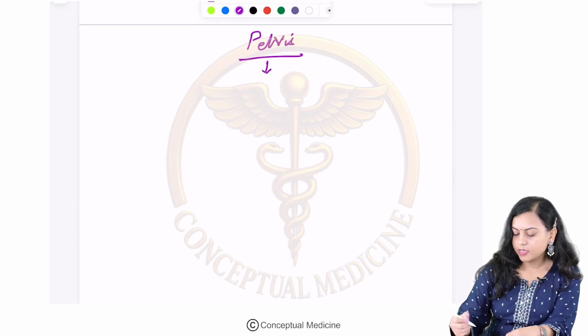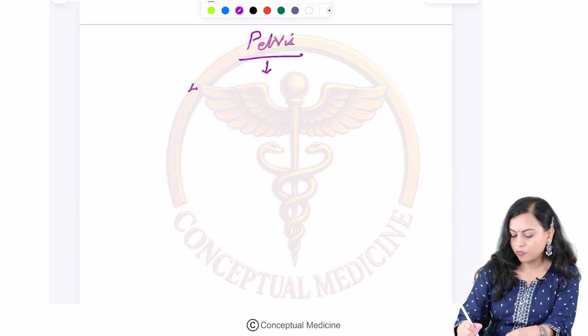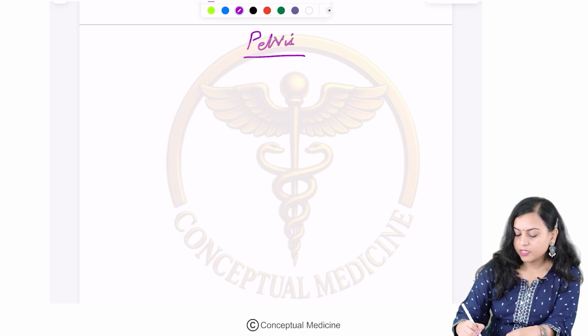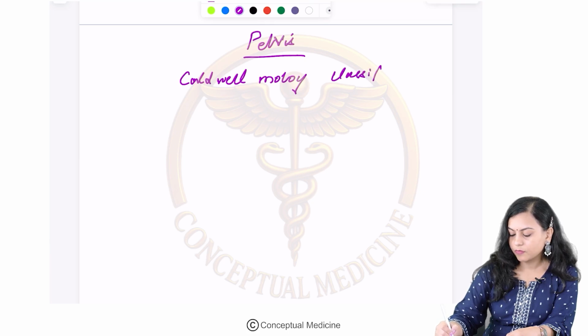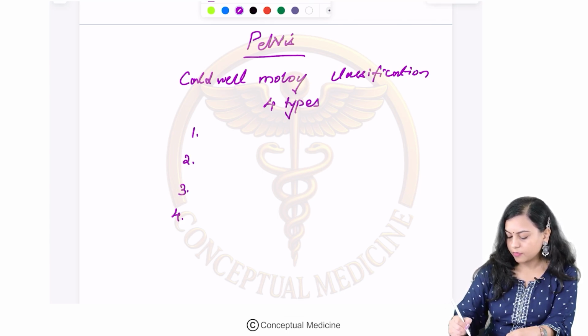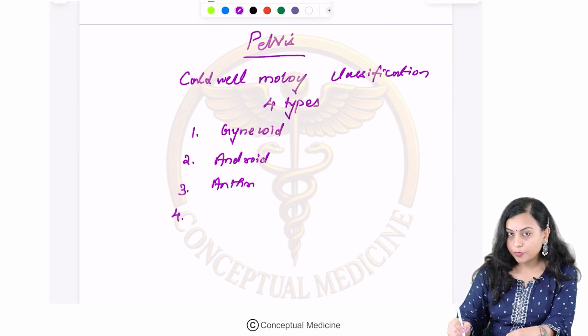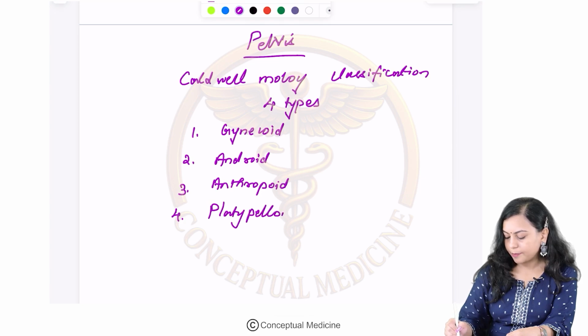Now pelvis is classified into 4 different shapes. Pelvis is classified according to the Caldwell-Moloy classification into 4 types. The 4 types of pelvis include the gynecoid pelvis, android pelvis, anthropoid pelvis and the platypelloid type.